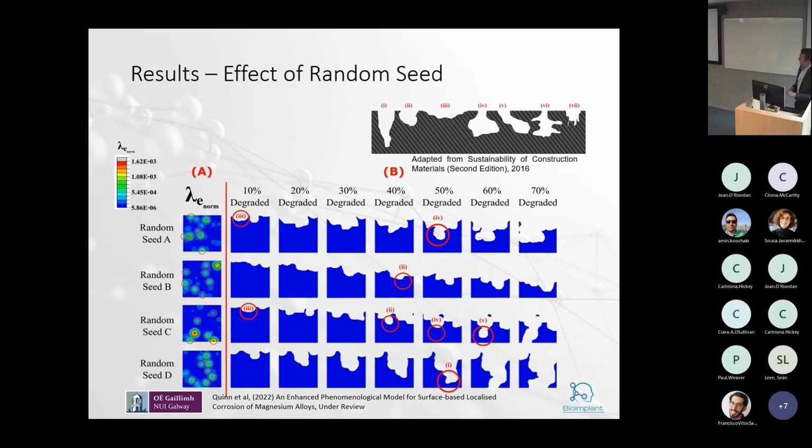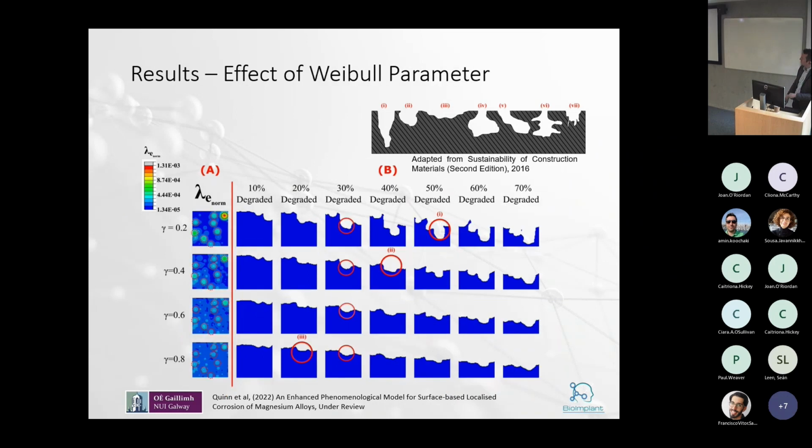Okay, and again, just looking at the types of features that are produced. Even just by regenerating your random seeds, you get different features being produced that we could correlate back, at least qualitatively, to what we had seen here in the different features of corrosion.